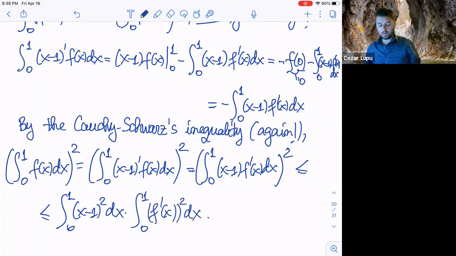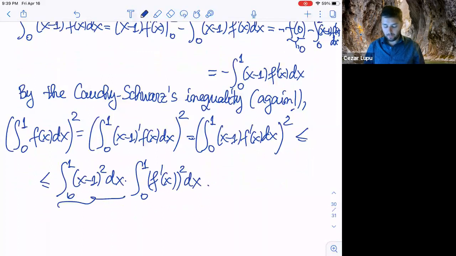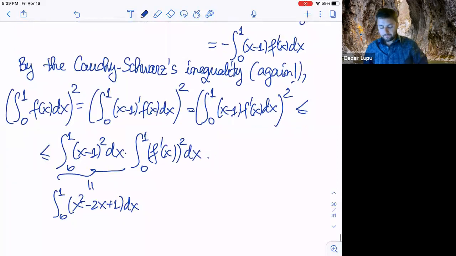And now the only thing we need to do is just to compute this guy here. And let's see what this will give us. So this is nothing else than just the integral from 0 to 1 of x squared minus 2x plus 1 dx, which is what? So it's 1/3 minus 2 times 1/2 plus 1. So this is 1/3 again.